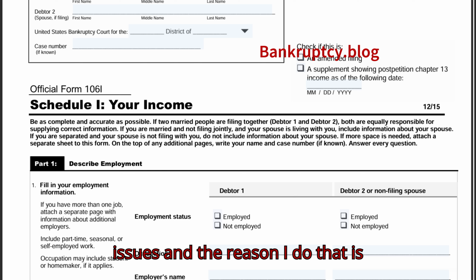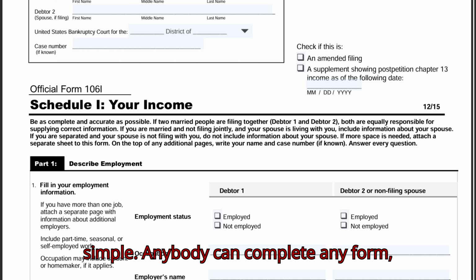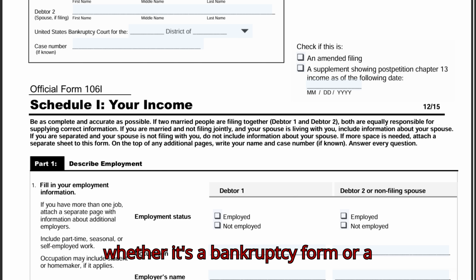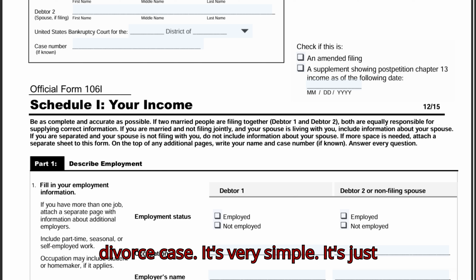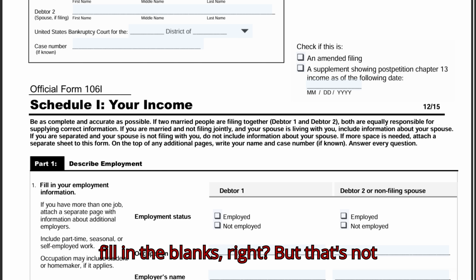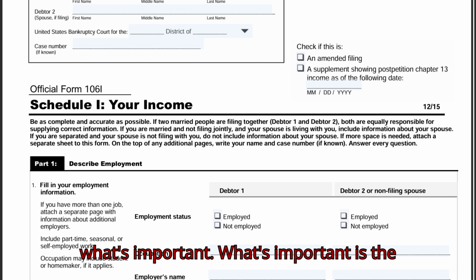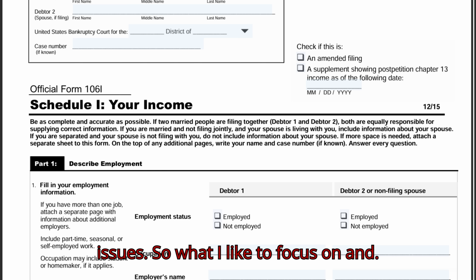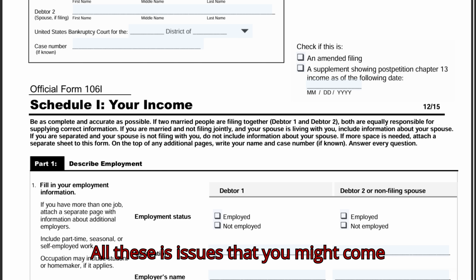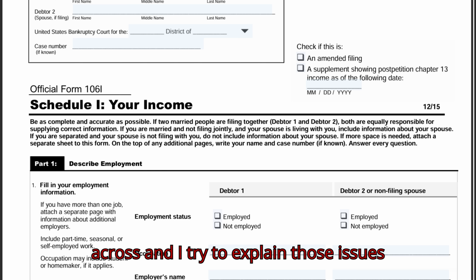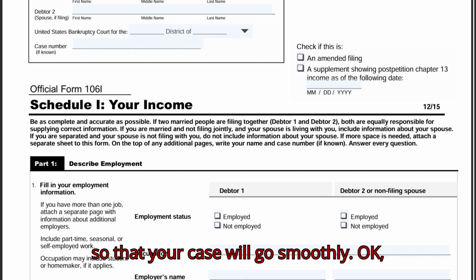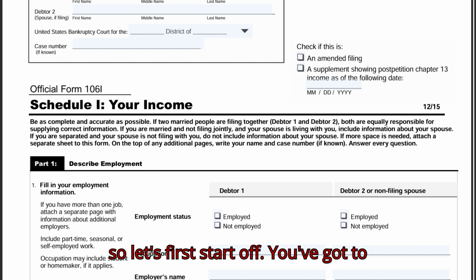And the reason I do that is simple. Anybody can complete any form, whether it's a bankruptcy form or a divorce case. It's very simple. It's just fill in the blanks, right? But that's not what's important. What's important is the issues. So what I like to focus on in all these is issues that you might come across, and I try to explain those issues so that your case will go smoothly. Okay, so let's first start off.